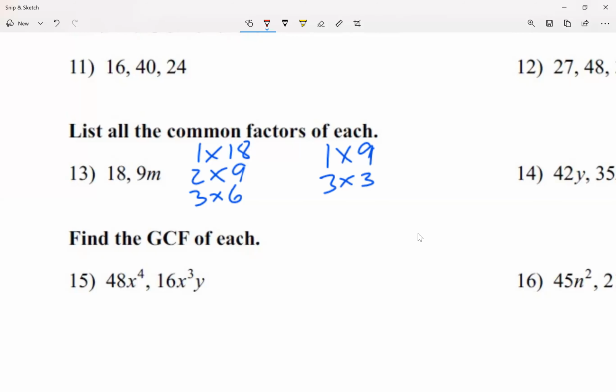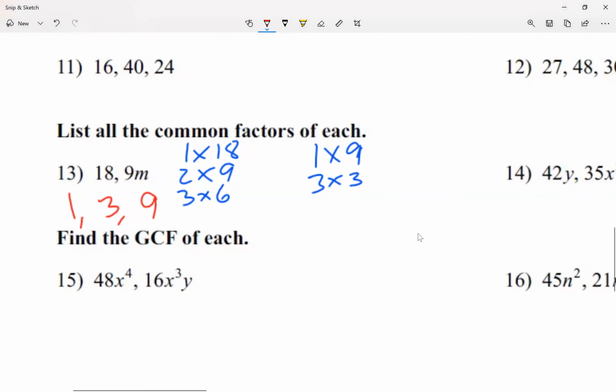So 1, it's a factor of both. 3, right? 2 didn't work because 2 is not a factor of 9. So 3 and 9. That's it. Those are my common factors. Common means it's factors of both. If I gave you a list of 3 numbers, I can also ask for common factors. That means it's factors of all of them.